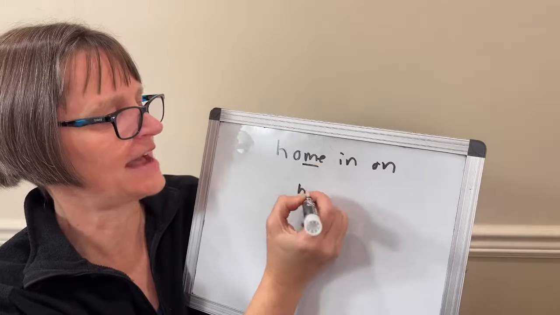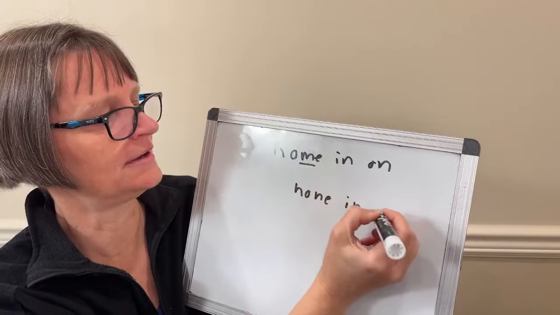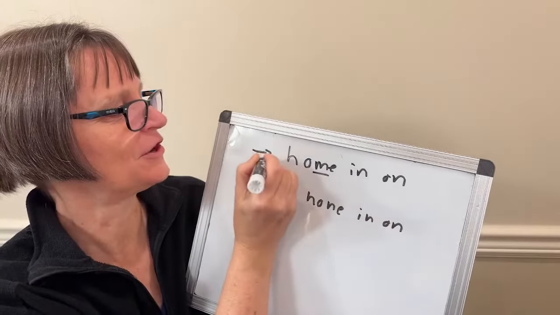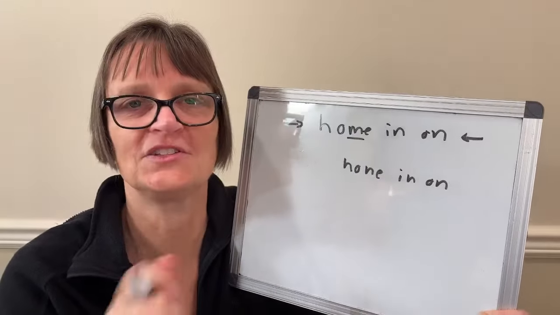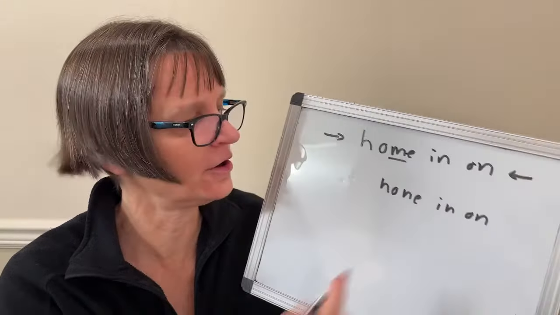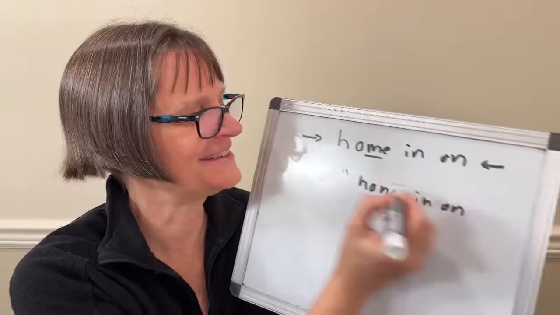A lot of us accidentally say "hone in on." This is the correct one. It comes from homing in, like a homing pigeon. Hone means to sharpen or to narrow, and I just made that mistake.